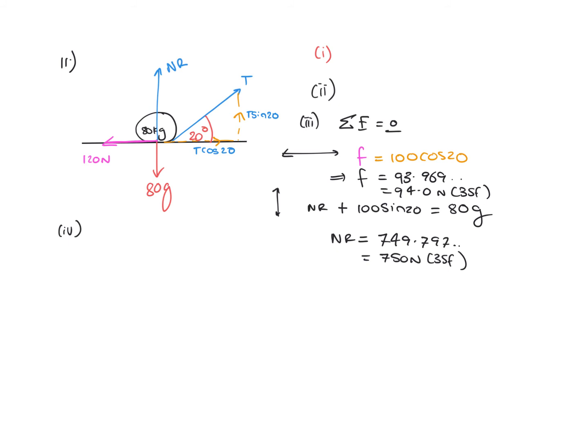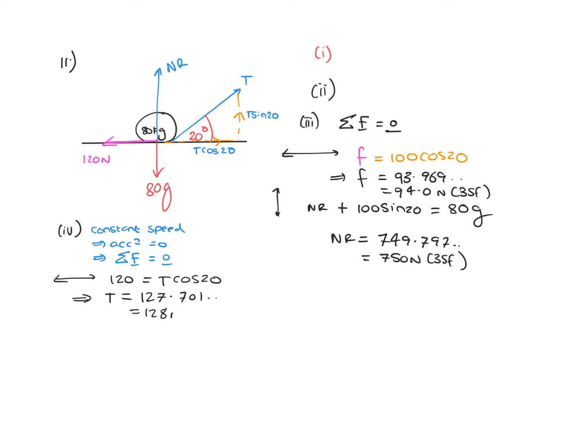So part 4 says, calculate the force with which the rope must be pulled for the box to move at a constant speed. So constant speed implies acceleration equals 0, which implies the resultant force, which equals mass times acceleration, equals 0. So that tells us forces are balanced. So if we then look horizontally at the balanced forces, 120 left must equal T cos 20 right. So that gives us T equal 127.701 or 128 newtons to 3 significant figures.